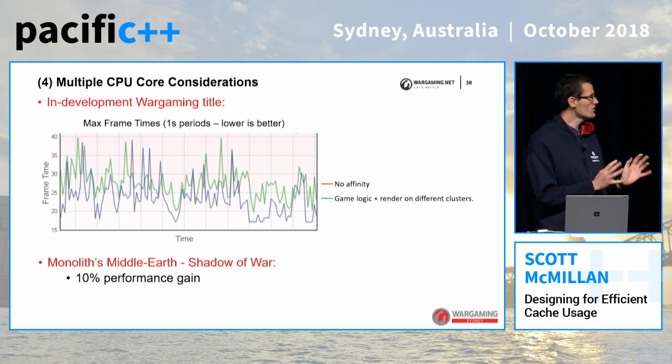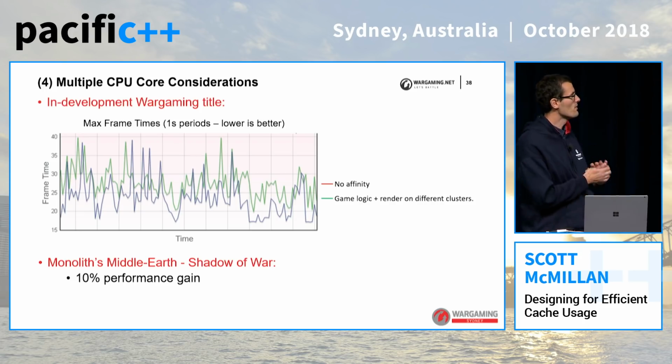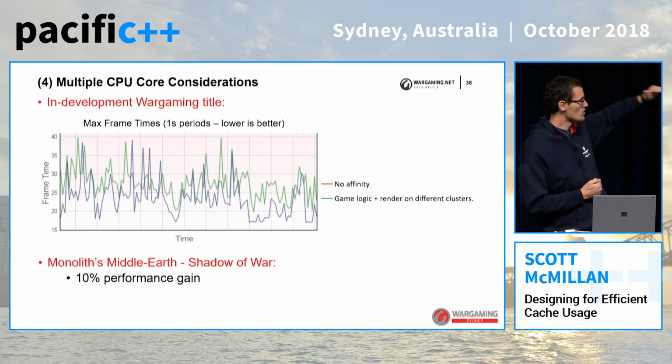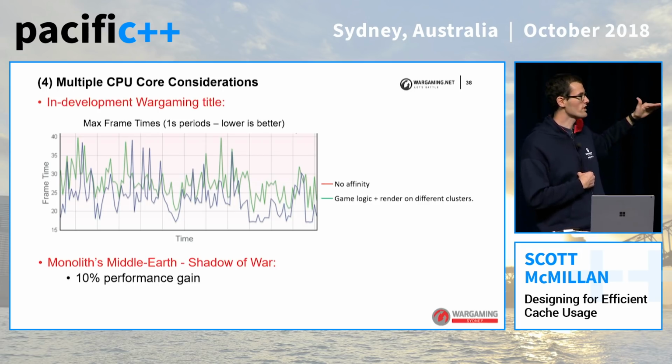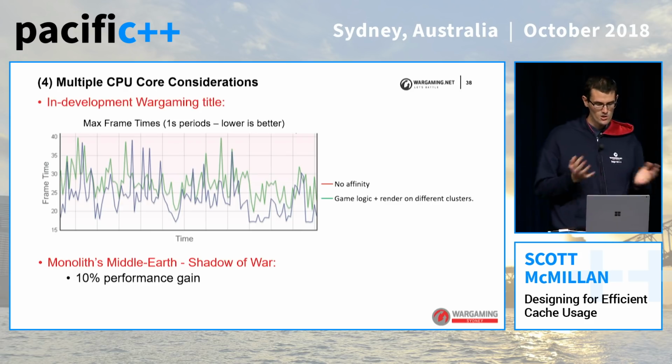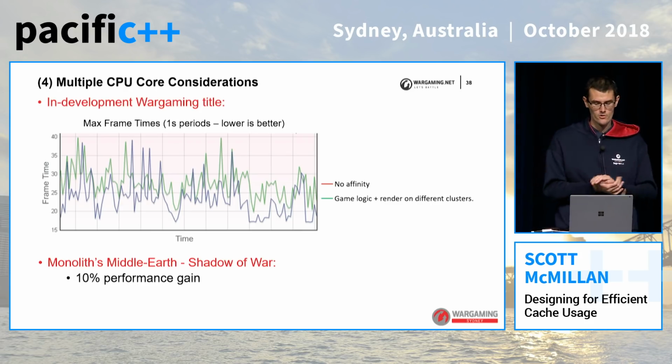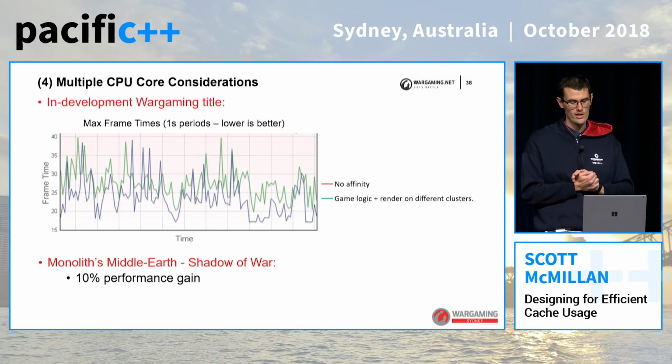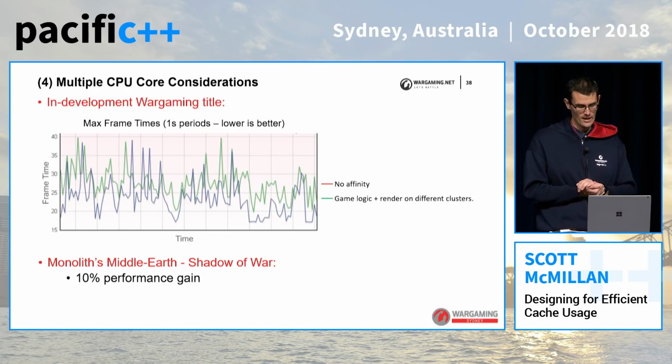Just as a bit of an example, it's maybe not so clear here, but the bottom blue line is showing approximately 15% better worst-case frame times than the green line above it. This was the impact of some minor changes to thread scheduling within an in-development wargaming title. The primary benefit here was in avoiding those cross-cluster context switches that I mentioned before, and so avoiding incurring this remote LLC access latency.